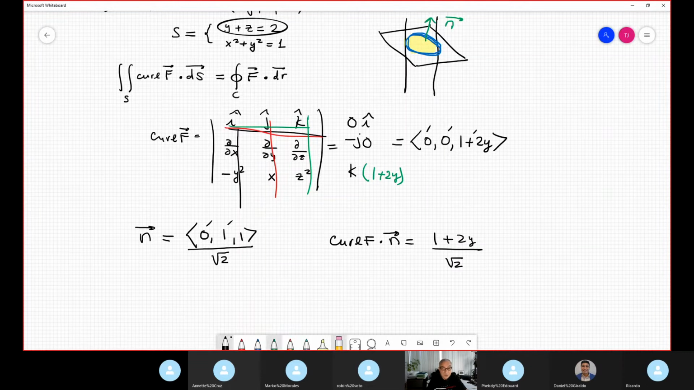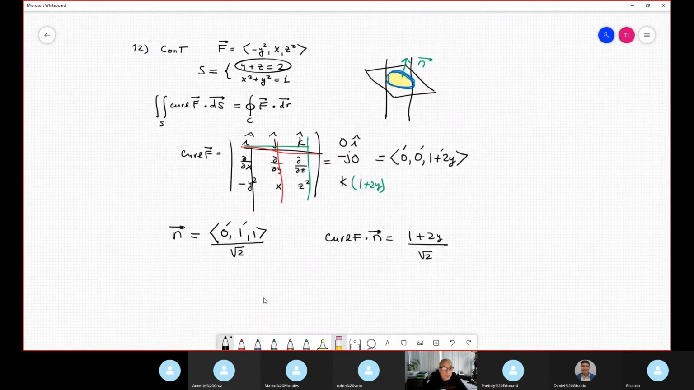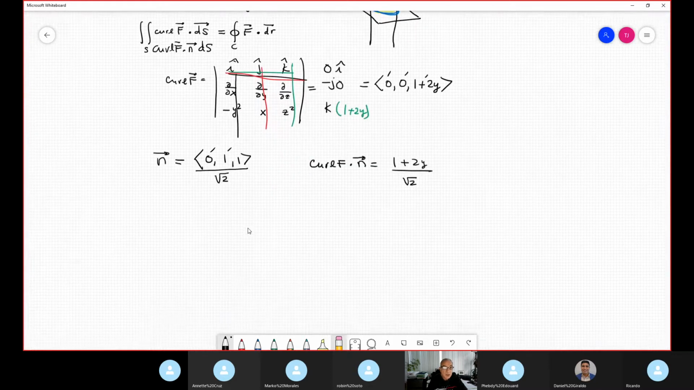So now the last part is dS. I compute the curl, I determine the unit normal vector, I perform the dot product, and finally dS, but dS is scalar. And dS is easy because I can use an explicit formula. Look, the plane is y plus z equals 2, so z is equal to 2 minus y.